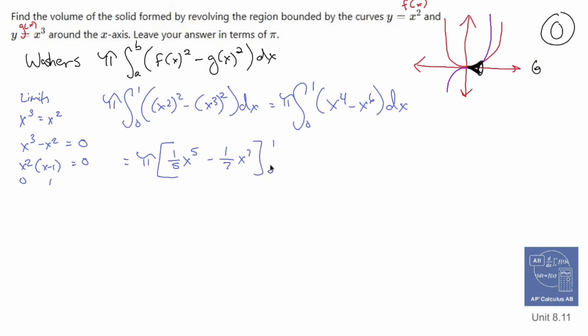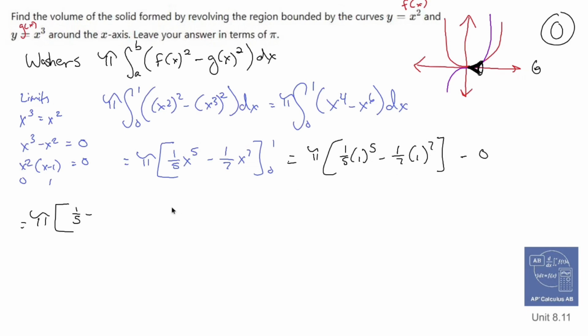No big deal. Let's plug in 1. If I were to plug in 0, I get 0 minus 0, which is 0. Pi is still living on the outside. 1/5 times 1 to the fifth is 1/5, minus 1/7 times 1 to the seventh, which is 1/7. Did you catch all that?